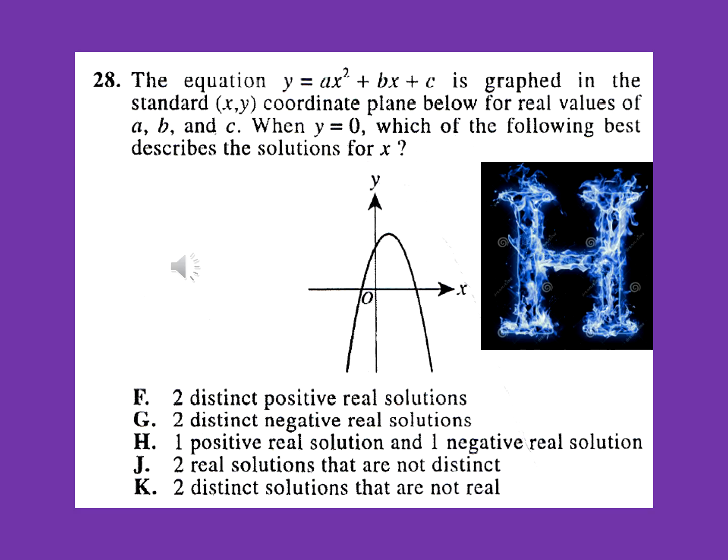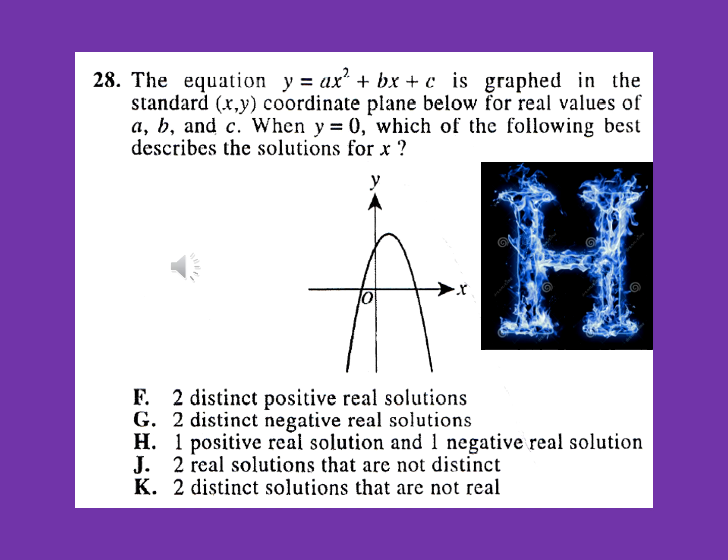If it were two distinct positive solutions, you'd have a thinner parabola where everything was over on the right-hand side. If it was two distinct negatives, everything would be over on the left-hand side. If I went down to K, where it said not real, that would be a parabola that never touched the x-axis at all. It would all be down at the bottom, the way this one's drawn.